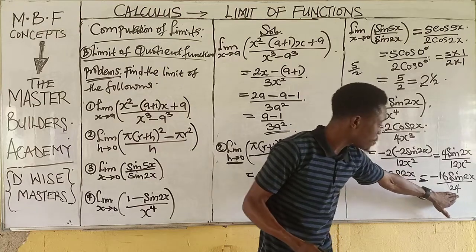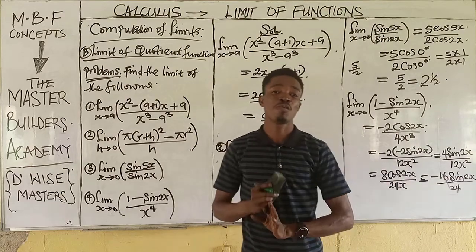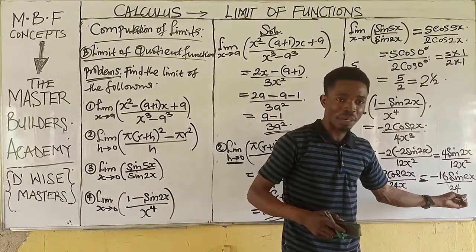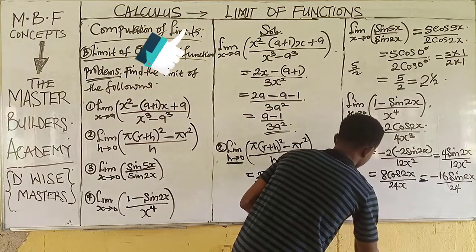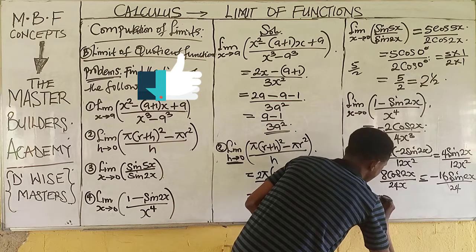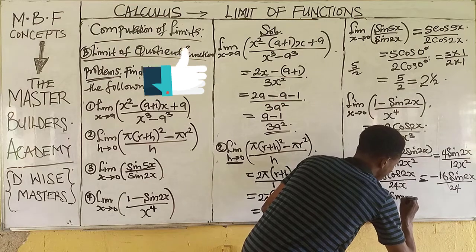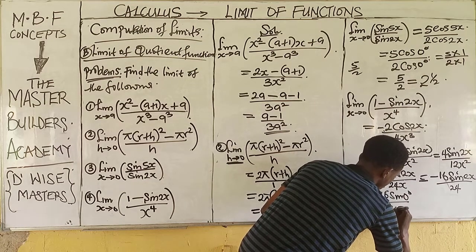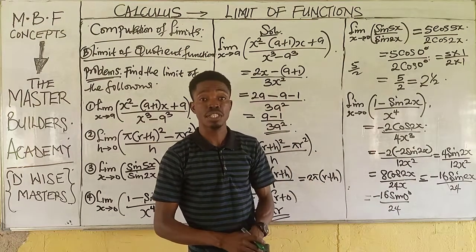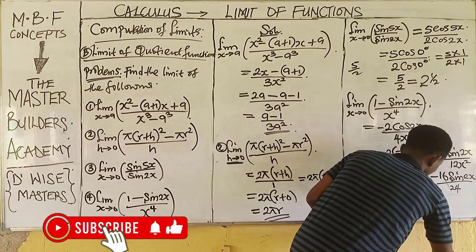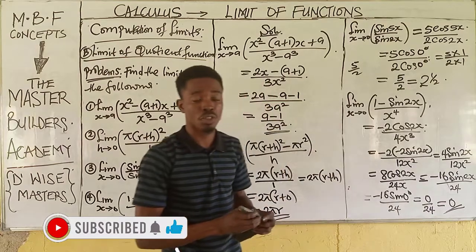Now, at this point, this expression or function exists. Now that I do not have 0 at the denominator, I can input the value of x. And when I do that, we will have negative 16 sine 2 multiplied by 0, which is sine 0, all over 24. And we understand that sine 0 is 0. And 0 multiplied by negative 16 is 0. Then this will have given us 0 over 24. And 0 divided by 24 is 0. So the answer to this question is 0.